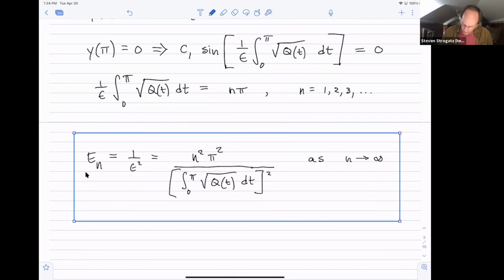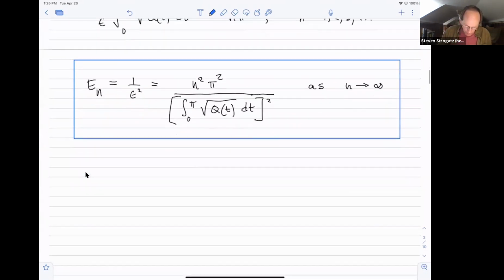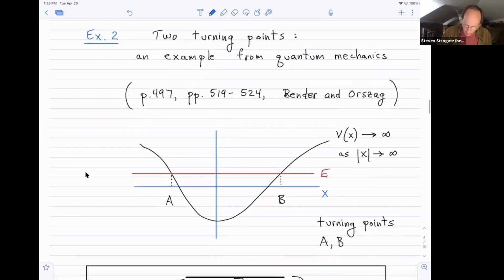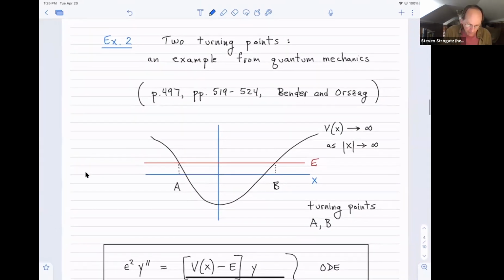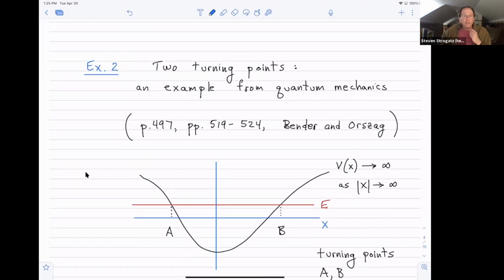Cool. So any question about this argument? Okay, well, good. So then let's move on to the next example. When I said rather than a Schrodinger equation, we'll do the Schrodinger equation. This is an example in the book in Bender and Orszag that starts on page 497.